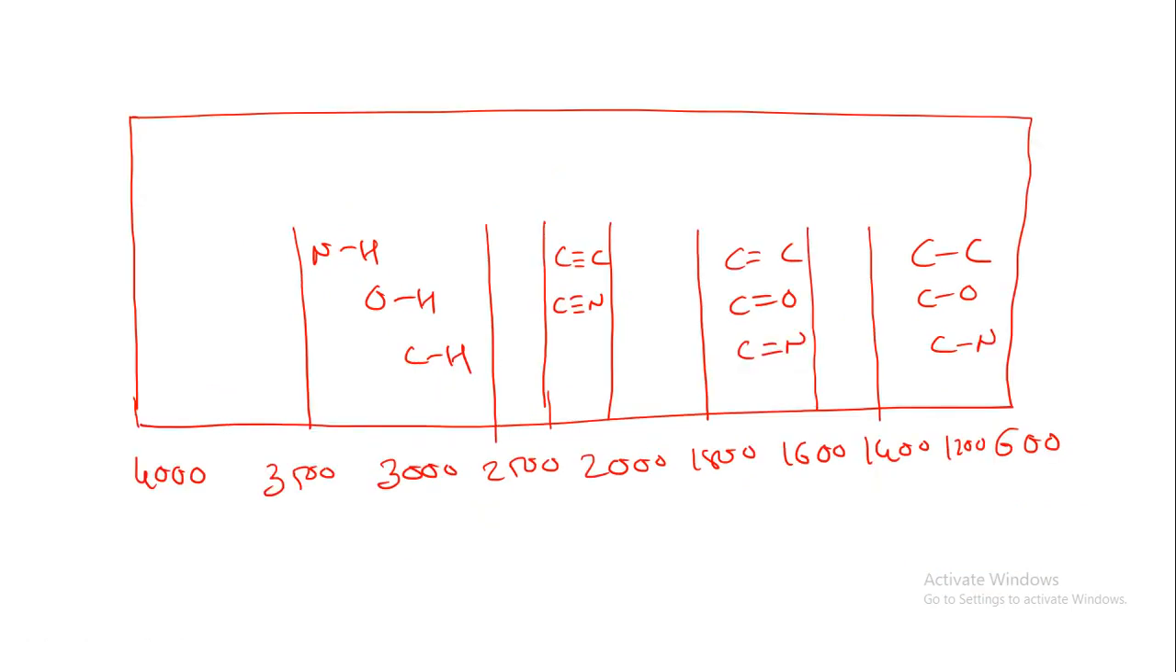Now in the end you can write down this diagram for wavelength. Here we have the wavelength in centimeter inverse, and these are the various functional groups. For the exam point of view, this frequency can be up and down.